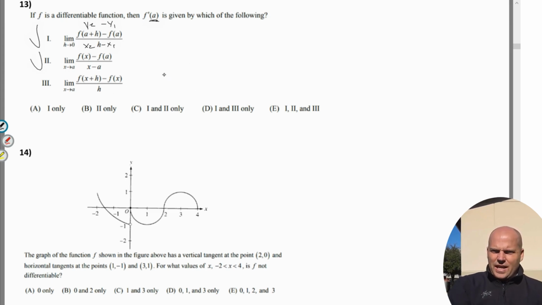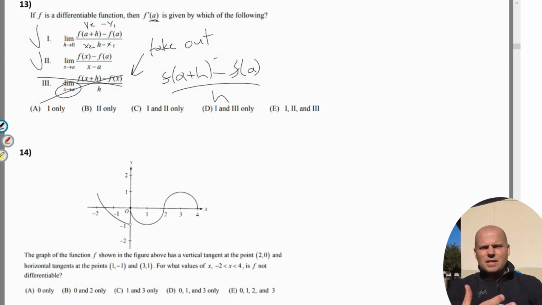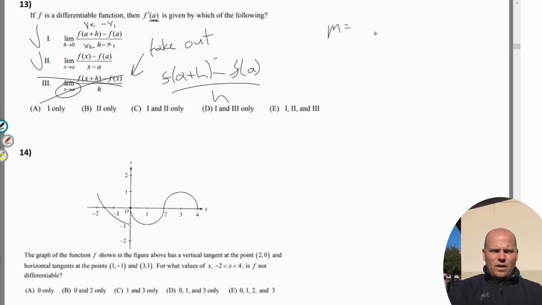This one doesn't check out because if I plugged in A, as I get closer and closer to A, I get f of A plus h minus f of A over h, and that doesn't give me 0 over 0. So this one's actually just a fake out. It looks like it is the marriage of slope and limit, but it's not a way for us to get a slope where x1 approaches x2, which means the y1 will be approaching the y2. So there's just 1 and 2.